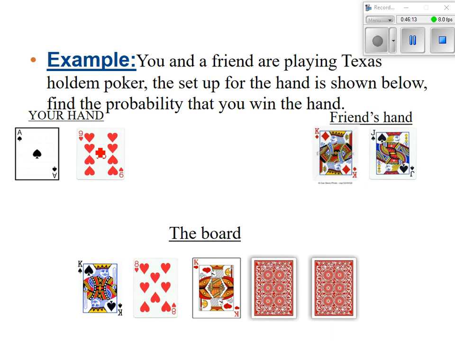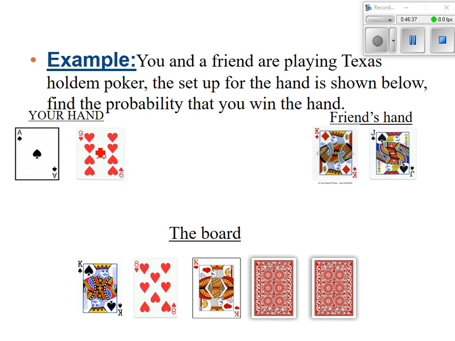So if you're looking at this, here is an example. You and a friend are playing Texas Hold'em poker. The setup for the hand is shown below. Find the probability that you win the hand. This is your hand. This is their hand. Right now, what do you have? You got an ace high.